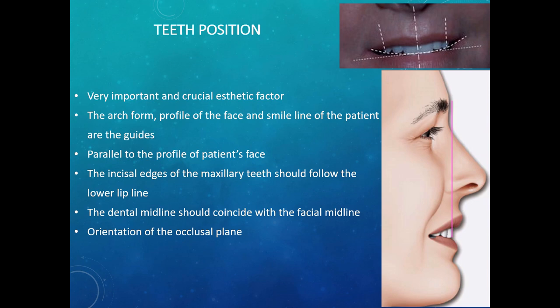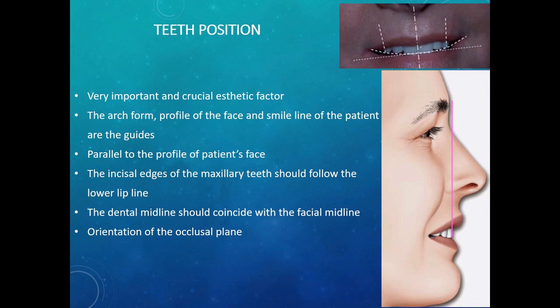So the incisal edges of the maxillary teeth should follow the lower lip line, and we have to avoid the reverse curve. And as you can see in this picture, the teeth should rise along the occlusal plane towards the back in order to follow a smile line and also give an impression of the distance. So you can see here it is following a smile line. And the level of the occlusal plane, if it is set too low or if the anterior teeth are set on a flat plane, then the teeth will be too much visible, and so if the patient smiles, the teeth will not follow the smile line of the lip.